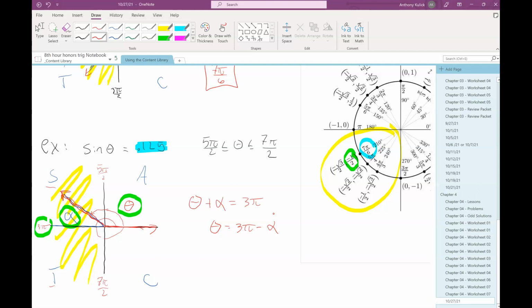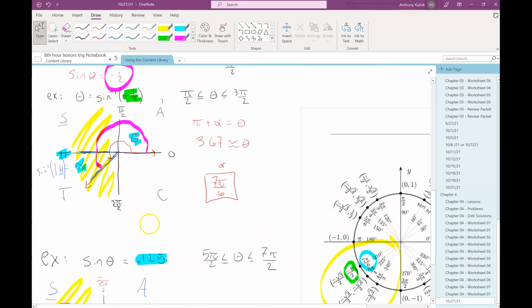Tommy? Why is the last one plus alpha, and this one's minus alpha? So if we look at the picture, we went theta, and we go alpha more, ends at 3 pi. As opposed to the other one, where I went pi and then alpha gets me to theta.